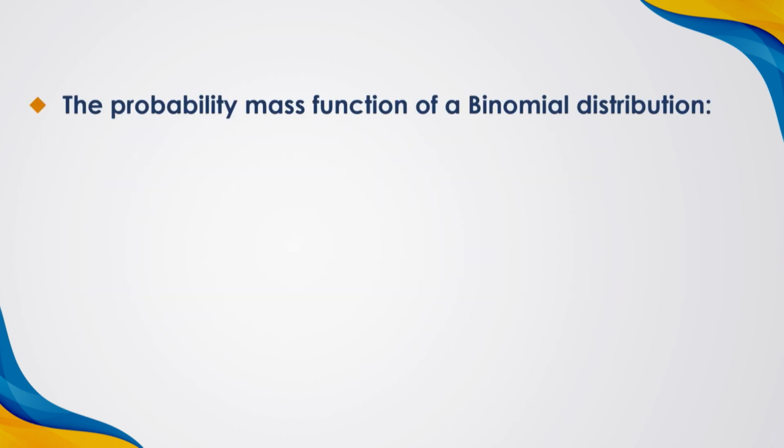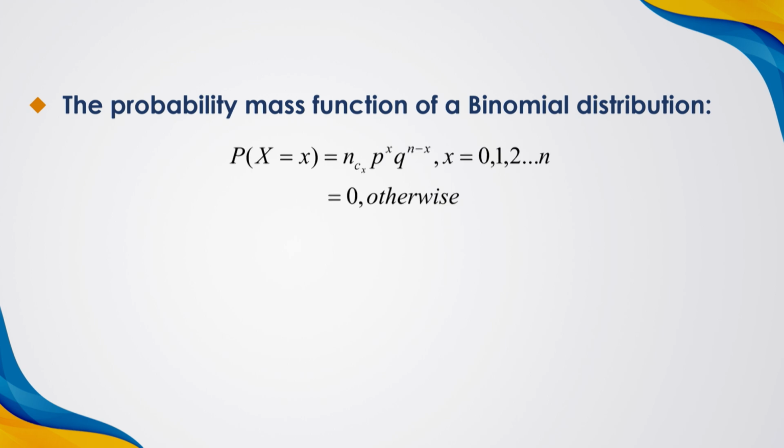The probability mass function of a binomial distribution is given as P of x equal to nCx, p to the power of x, q to the power of n minus x, where x takes the values 0, 1, 2 and so on up to n, and 0 otherwise. As I mentioned here, your values will have only positive integers including 0. If you get any negative value or any decimal, it will be considered as 0 by default.